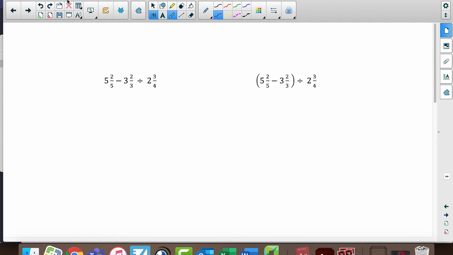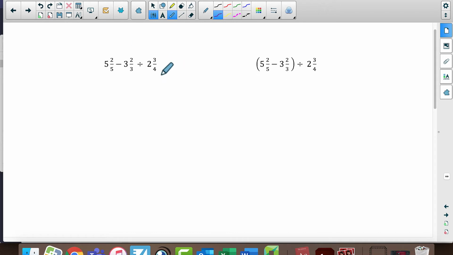So this time again, I have the same question, but with brackets. So what would I do first in the first one here? I have subtraction and I have division. What comes first in BEDMAS? Division. You have to do this first. So we're dividing. How do we divide? We must switch it into improper. 3 times 3 is 9, plus 2 is 11 over 3, divided by 2 times 4 is 8, plus 3 is 11 over 4.